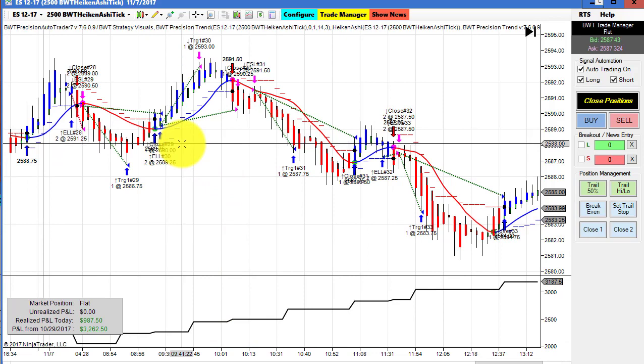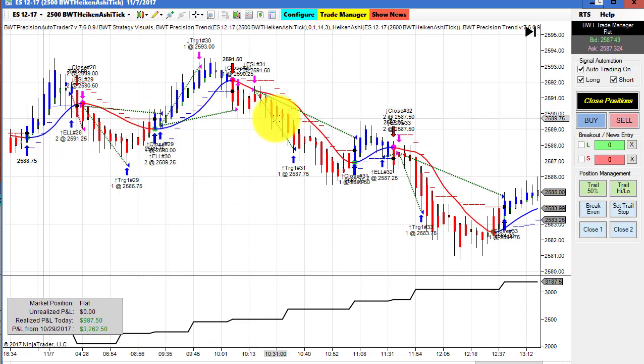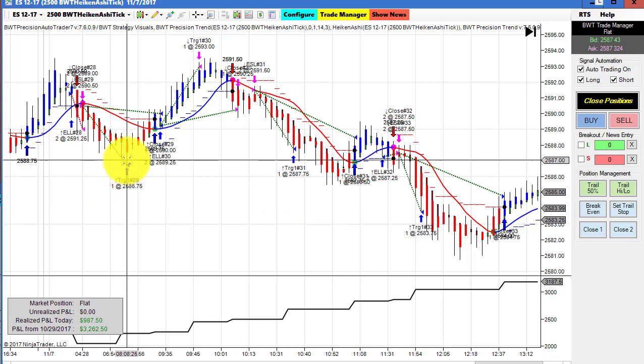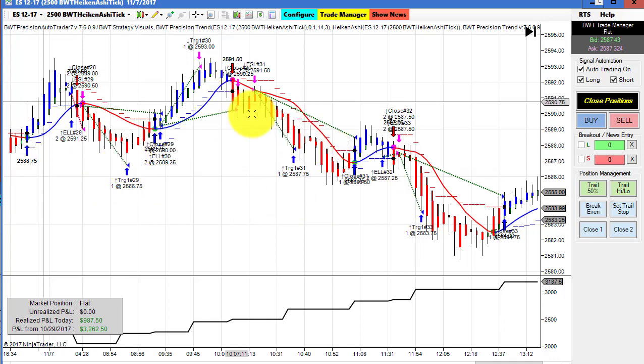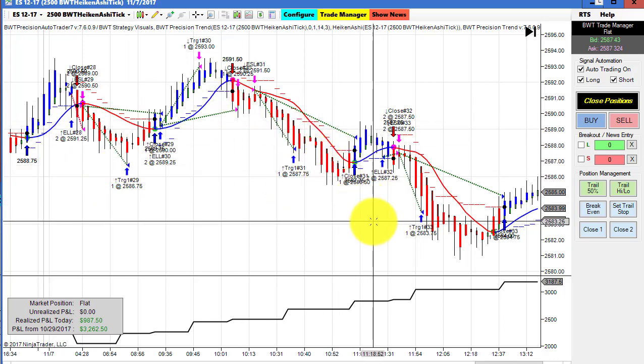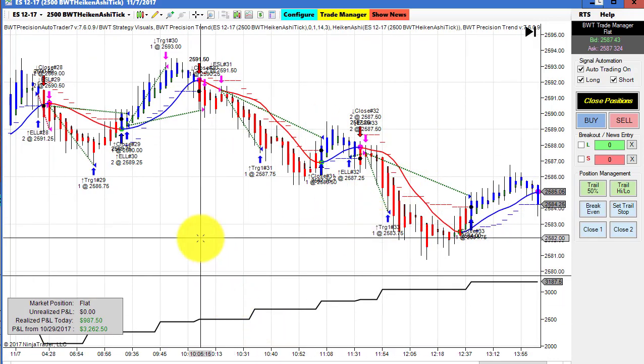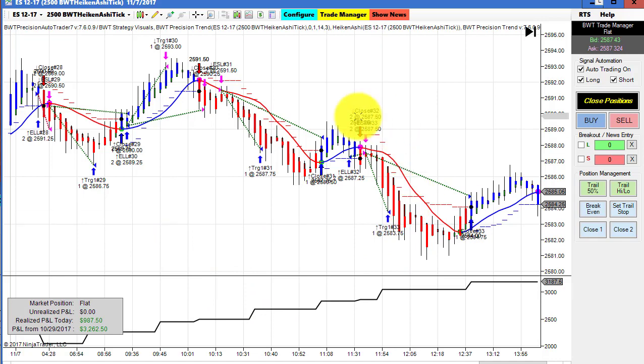And I probably could improve the trailing stops here. As you can see, at the low of the swing, there was quite a bit of distance to cover. This could probably be more efficient, judging by the way this swings. But anyway, this is still excellent performance. First time on the HeikenAshi 2500 tick, it appears to do pretty well.